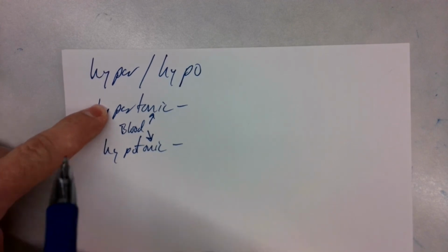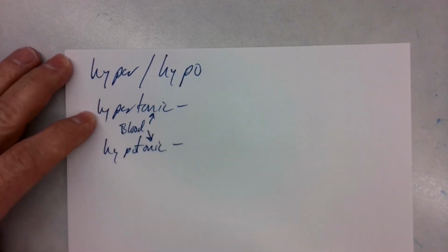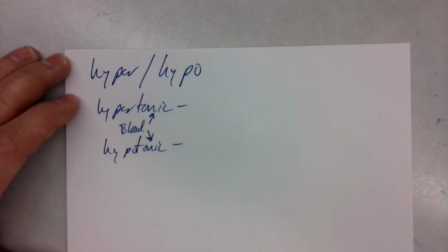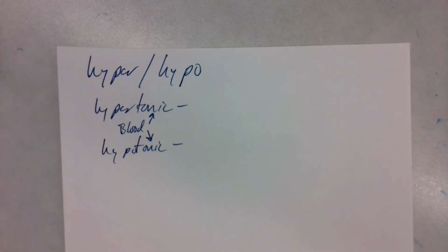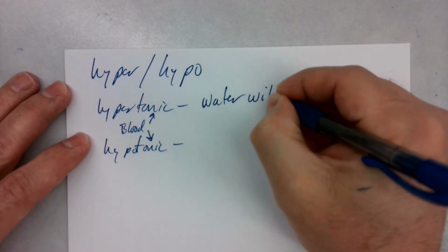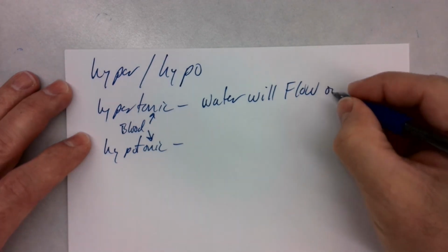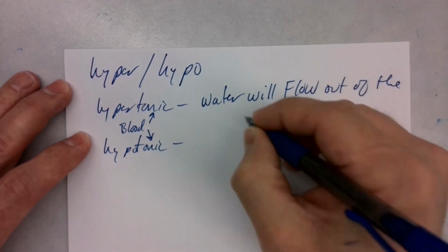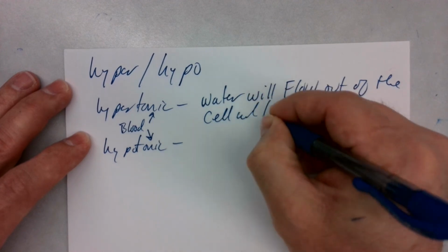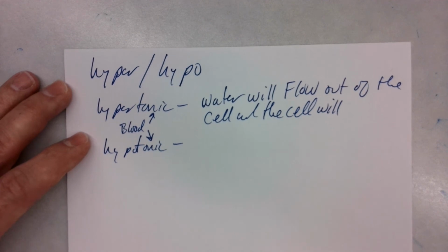Now, if I put a red blood cell in a hypertonic solution, which means that the solution has more solute than my blood cell does, what will happen? All the solvent will leave the blood cell. And the water will flow where? Out of the cell, and the cell will, do you know the word for that?